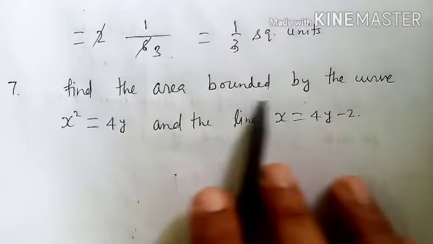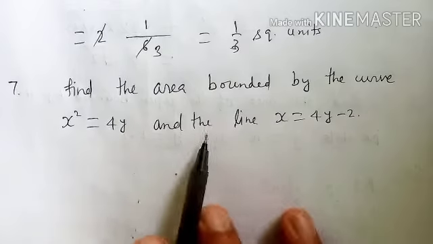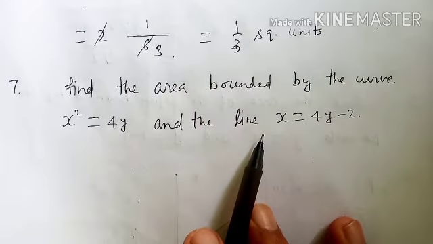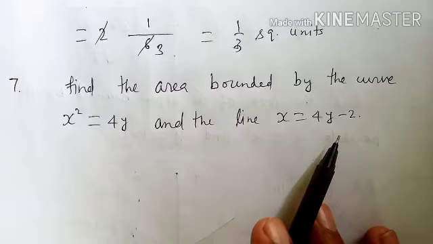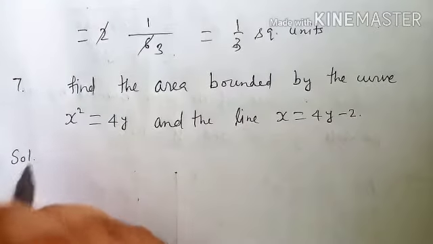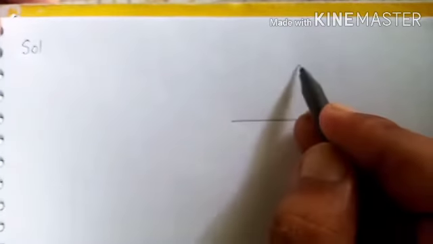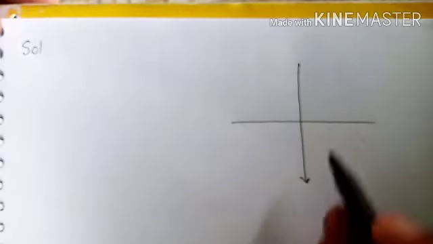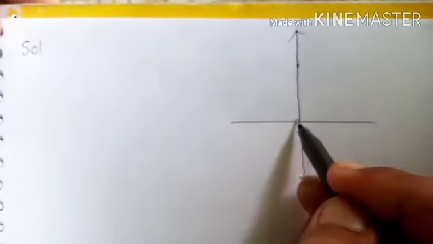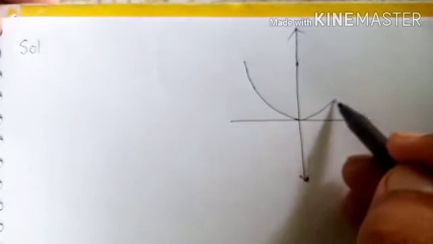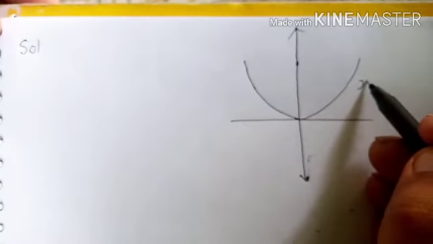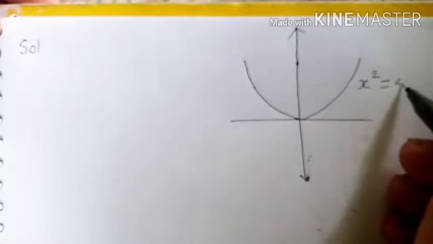Now find the area bounded by the curve x square is equal to 4y and the line y is equal to x is equal to 4y minus 2. Solution. X square is equal to 4y is the parabola symmetric about y axis. This is x square is equal to 4y.